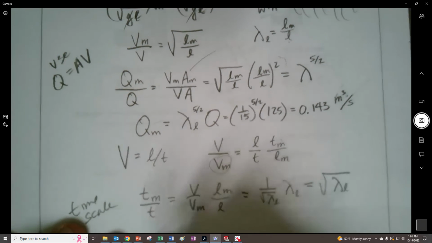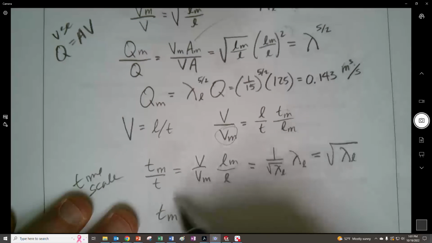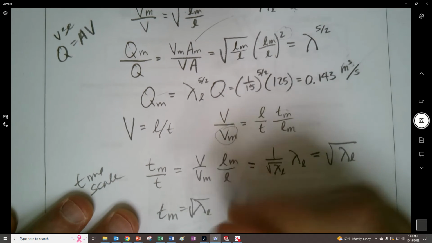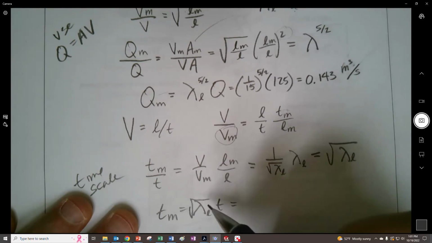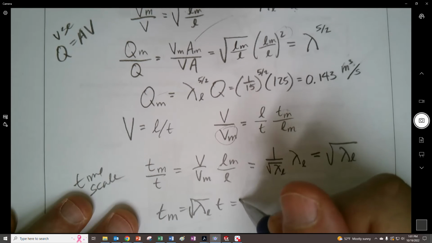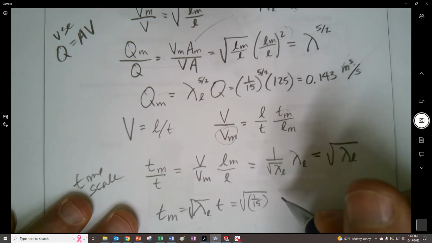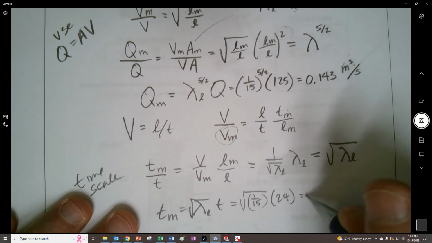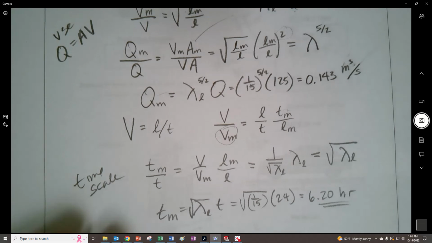So if we want to have the time for the model, we're going to have the square root times the real time, if you can follow that idea. So we're going to take the square root of our 1 to 15 times our 24 hours, and we predict that 6.2 hours is what we would expect for our model.